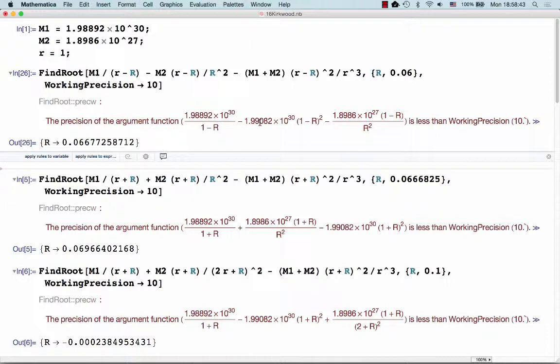the first three Lagrange points, I came up with quintic equations and I had to solve them numerically. I thought it'd be worthwhile just to show how that's done in Mathematica. And that's done by a function called FindRoot.